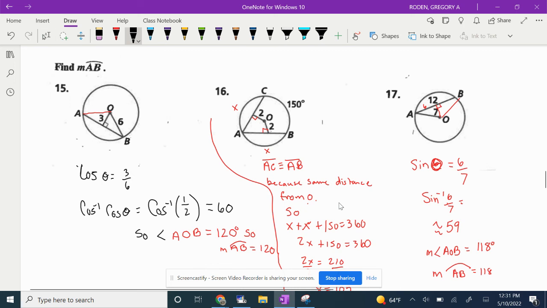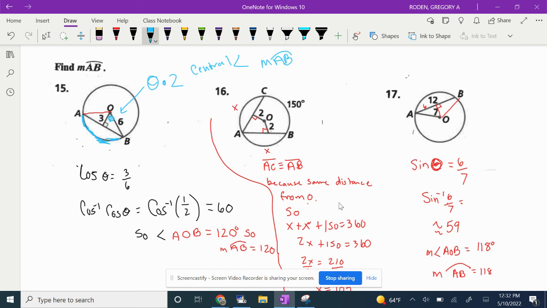Okay, so the next problem is we want to find the measure of arc AB. So we want to find this arc right here. Now, what I did is I needed to figure out what this theta was right here. Once I find that theta, I'll multiply that times 2. That will give me the central angle, and that will give me the measure of AB. Because remember, the measure of the arc is the central angle. The intercepted arc is equal to the central angle. So if I know the central angle, that's equal to the intercepted arc.